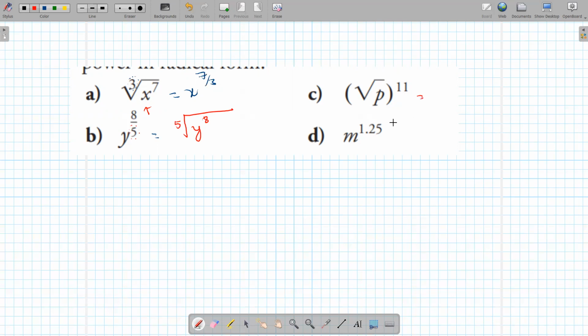If I want to write this in the exponent form, you get p to the power of 11 over 2. Yeah. What about D?